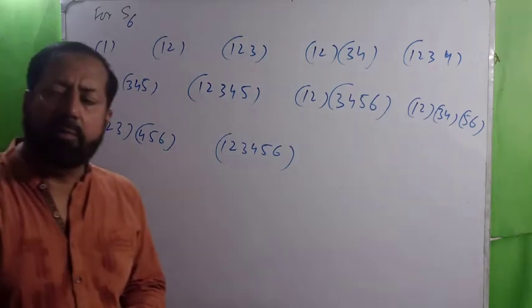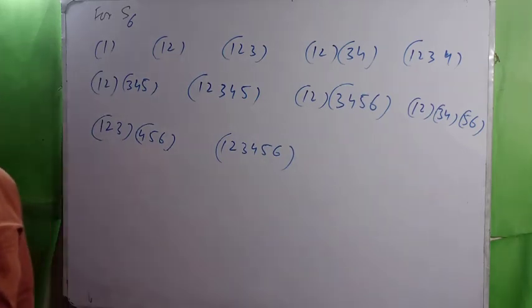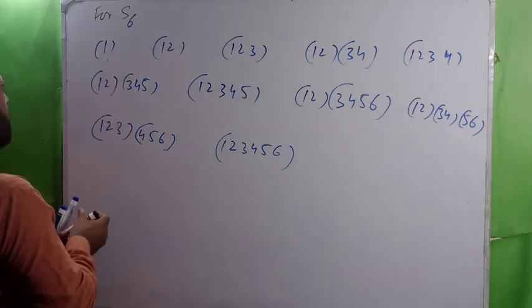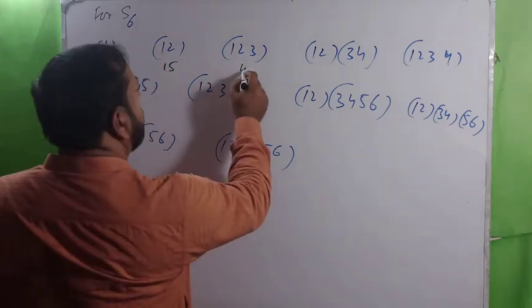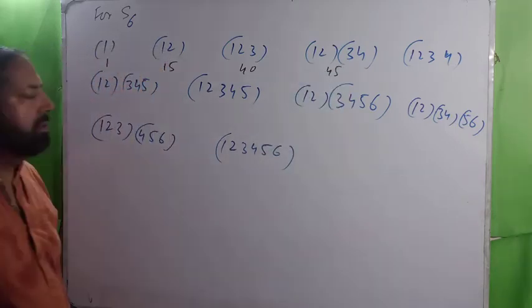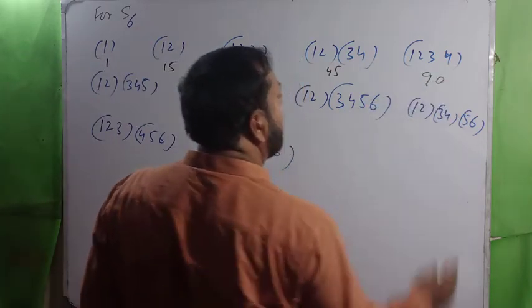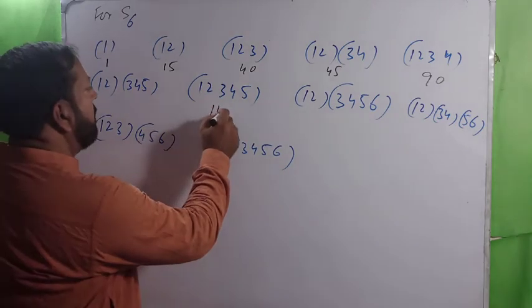Now similarly, by using the formula, you can find the number of elements. So these are 1, 15, 40, 45, and then 90. There are 90 elements in its conjugacy class. And then there are 144.